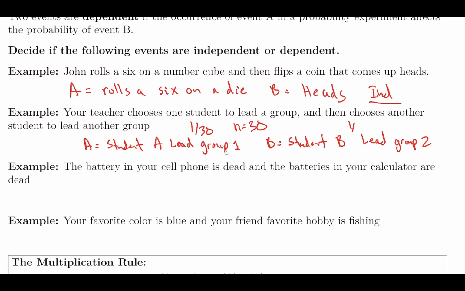It should be 1 out of 29. So if you kind of notice, the probability slightly changed. Because once I chose the first person to lead the first group, now there's one less student for me to choose from. Since there's one less student, it's going to change the probability. Since it's changed the probability, this is dependent, because event B is dependent on what happened in event A. So that's dependent. Everybody good on this second problem?